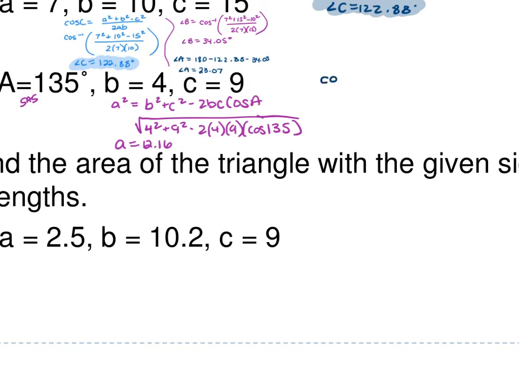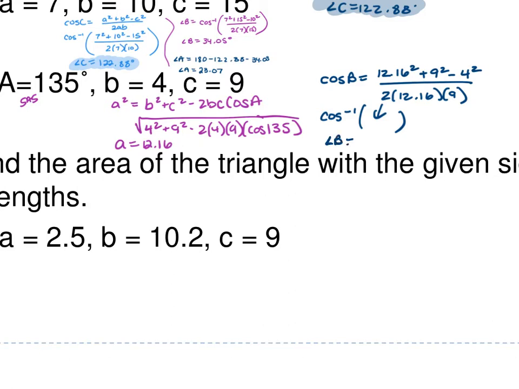So if I do that, I would say the cosine of angle B is A squared, which is what I just got, 12.16 squared, plus C squared minus B squared over 2AC. And this time I'm going to do cosine -1 of that whole thing, watching my parentheses. 12.16 squared plus 9 squared minus 4 squared divided by 2 times 12.16 times 9. And I get angle B is 13.46 degrees.